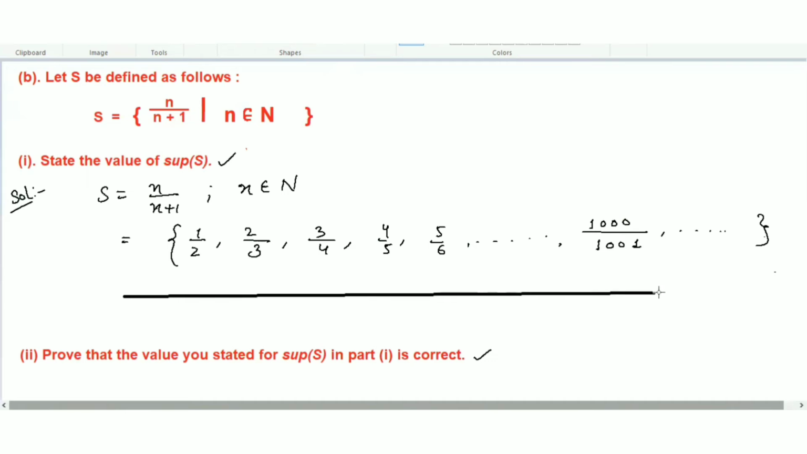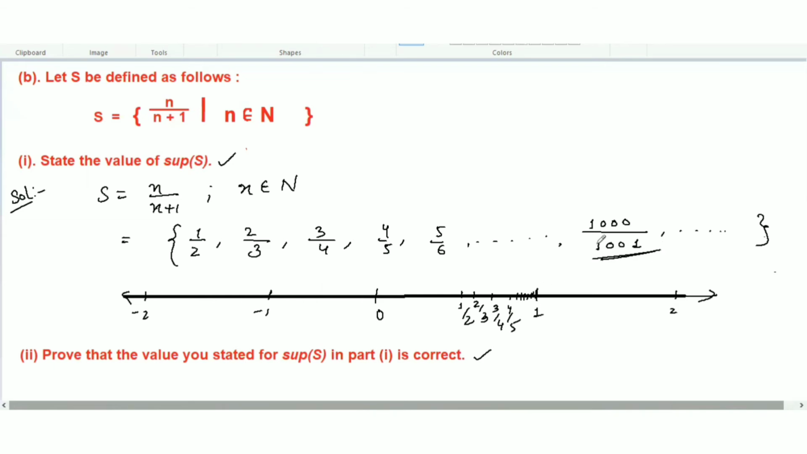Define this on the number line. This is the number line. Let's take 0 here and 1 here, then 2 here, minus 1, minus 2. Okay. So the first element of this set is a half. The second element is 2 over 3, so it will be slightly bigger than half. Then here 3 over 4, 4 over 5, and this way it will go on.